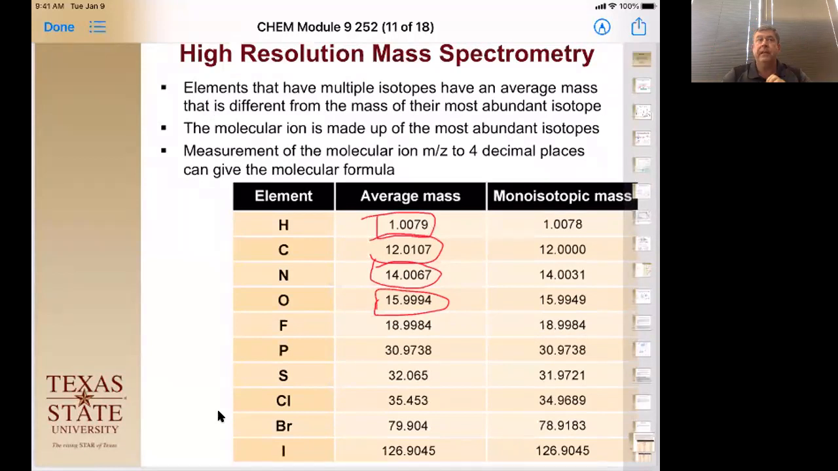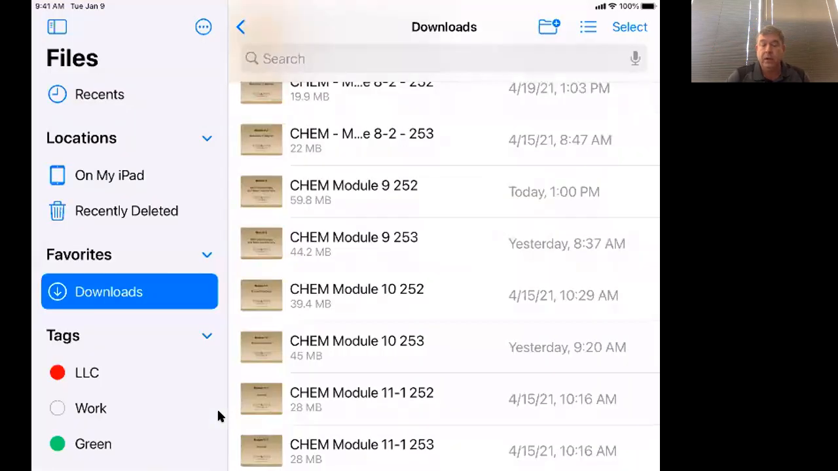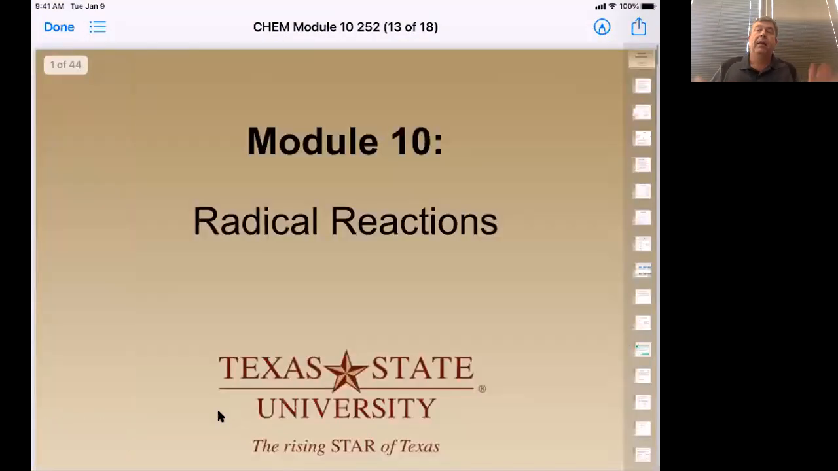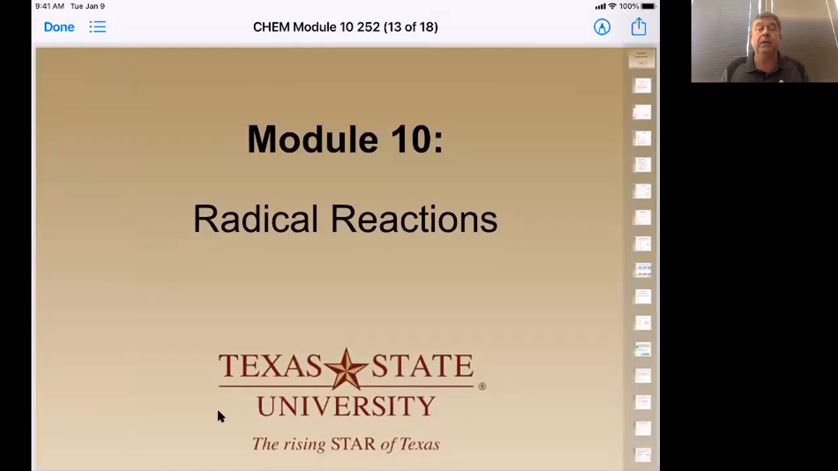Okay, while you're thinking about those questions on NMR and mass spec, I'm going to move to our next chapter, radicals. Okay, so this is module 10. We introduced radicals in module 8 when we were talking about the anti-Markovnikov addition of HBr onto an alkene. The only reason we got the anti-Markovnikov addition on the alkene was the change in mechanism. We changed the mechanism from a cation mechanism to a radical mechanism. So let's do a little bit deeper dive into what radical reactions are and how to use them.